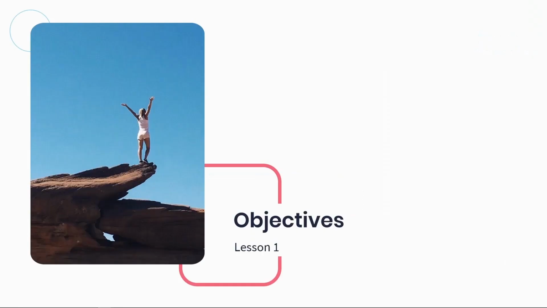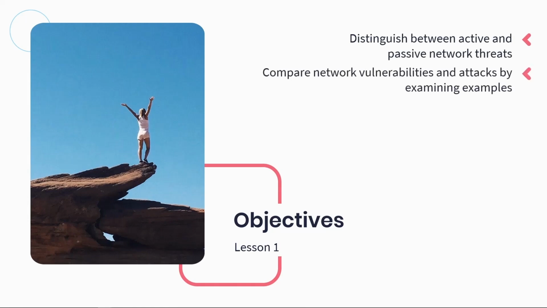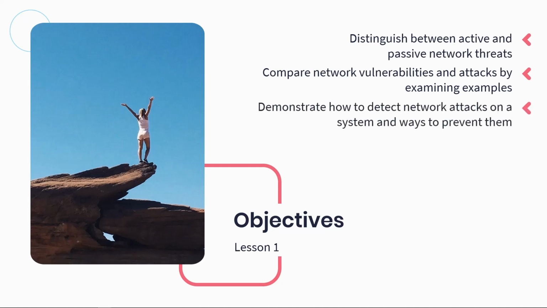In today's lesson, we will distinguish between active and passive network threats. We will compare network vulnerabilities and attacks by examining examples, and we will demonstrate how to detect network attacks on a system and ways to prevent them.